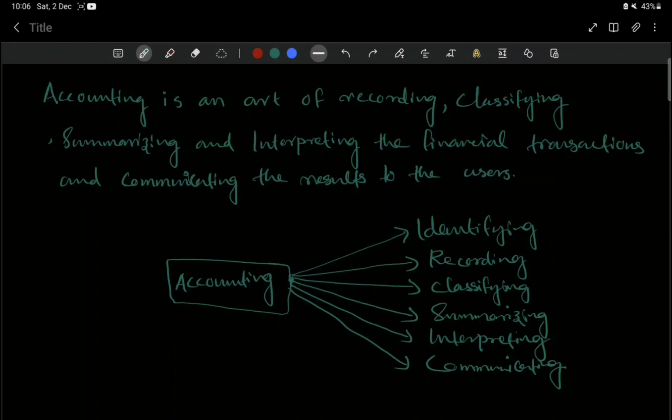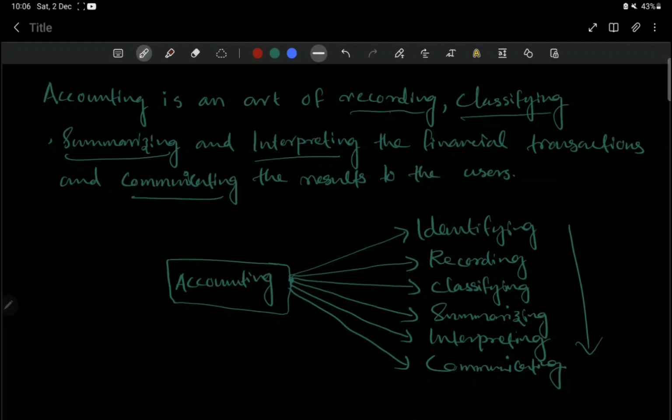So as we know, accounting is the art of recording, classifying, summarizing and interpreting the financial transactions and communicating the result to the users. So there are some keywords here. Accounting is an art of recording, classifying, summarizing, interpreting the financial transactions and communicating the result to the users, right? So we can classify accounting with these subheadings. These are the steps involved in the accounting process.